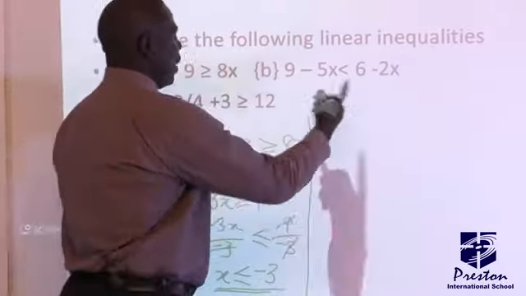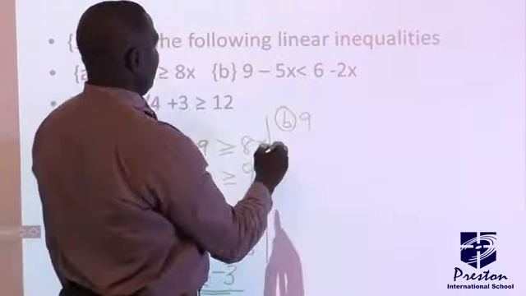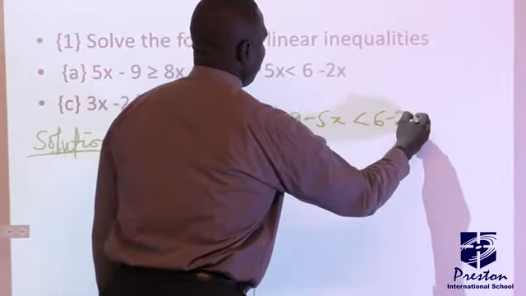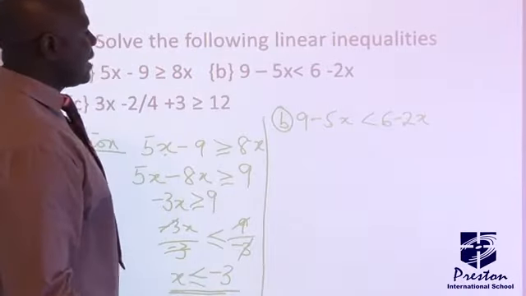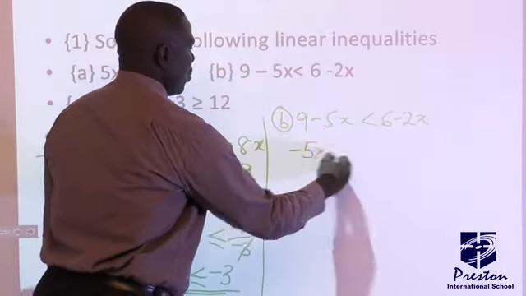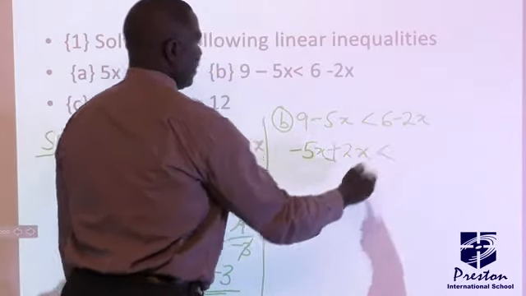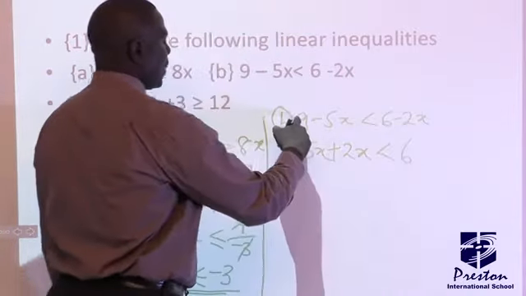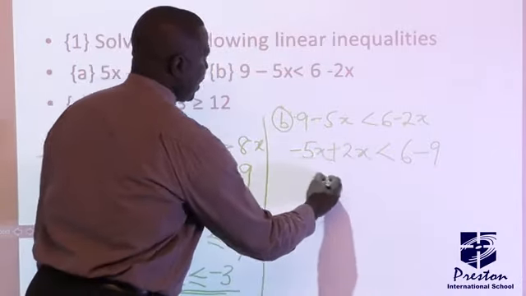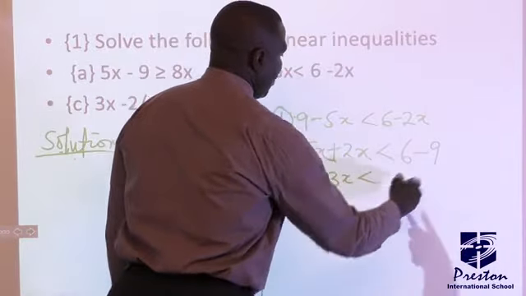is saying that you have to collect like terms. In the second one, 9 minus 5x less than 6 minus 2x. When you are collecting like terms, make sure that the unknown letter is at this side. I have minus 5x there. So I have to carry minus 2x to this side, which should become plus 2x. Less than. I have 6 here. So I have to carry 9 to the other side, which should become minus 9. Here now, minus 5x plus 2x will give you minus 3x. Less than. 6 minus 9 will give you minus 3.